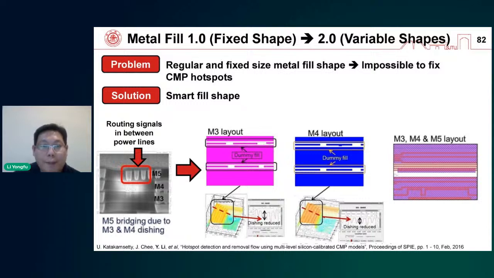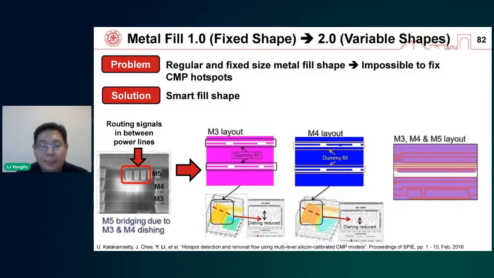In the past, when we were using older technology like 130 nanometer or even older, we were using a very simple rectangular metal fill. The question is that metal fill has very limited constraints when we only have a fixed size. So that's where the smart fill concept, having a few shapes of different sizes, comes into play. The question is how we can actually optimize it.